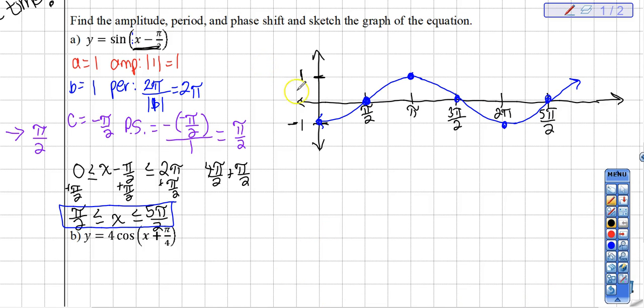However, just to support those of you that would prefer to start with your parent function, sine of x, these are the points that you would typically graph. And then all you're doing is pushing all of those points right pi over 2. Okay? Up to you how you want to handle that. Do you have any questions?